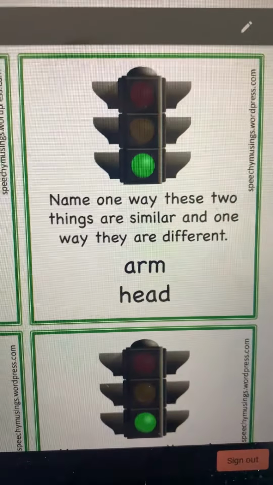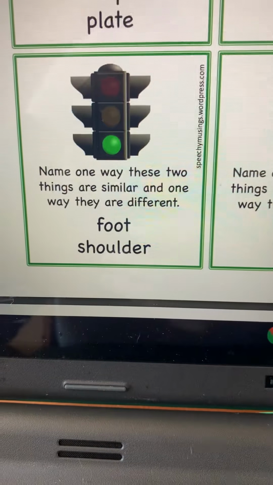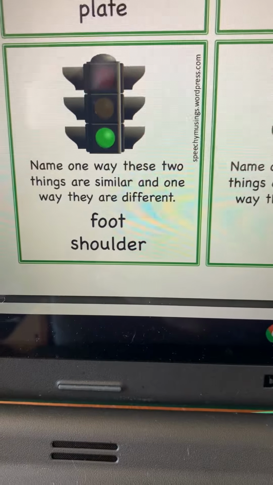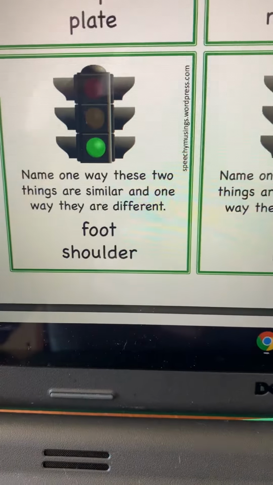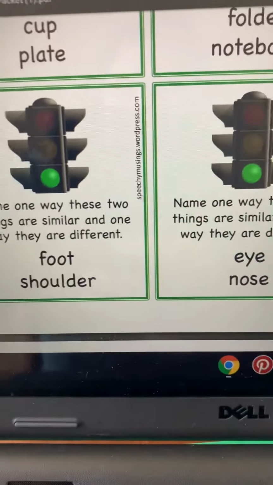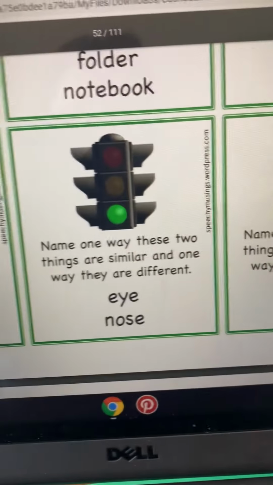Name one way these two things are similar and one way they are different. A foot and a shoulder, same as the arm and the head. They're both body parts. They're both types of body parts. But a foot is one of two things that helps us walk. We have 2 feet. And a shoulder, we have 2 shoulders. They help connect our arms to our body. They help us lift our arms up and down.